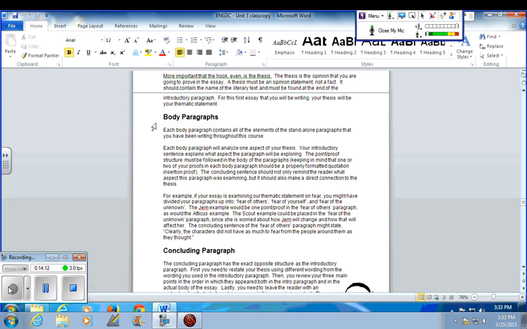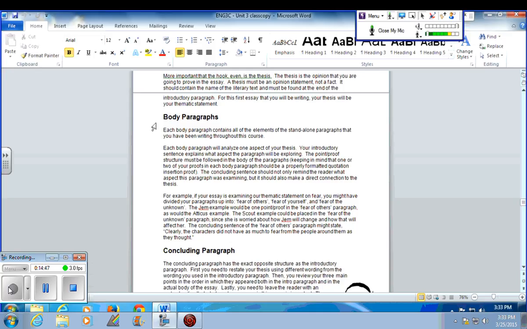And then, for example, if your essay is examining our thematic statement on fear, you must have divided paragraphs into the following: fear of others, fear of yourself, fear of the unknown. So, a general example will be one point-proof about the fear of others. As the active example, Skelter's example will be placed in the fear of the unknown paragraph, since we're all general change and how it should affect. A concluding sentence for the fear of others might state clearly that characters do not have as much to fear from the people around them as they thought. Even with those examples we found, you would need to find more examples.